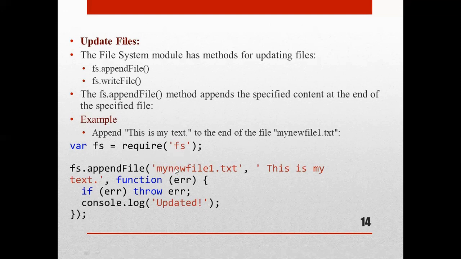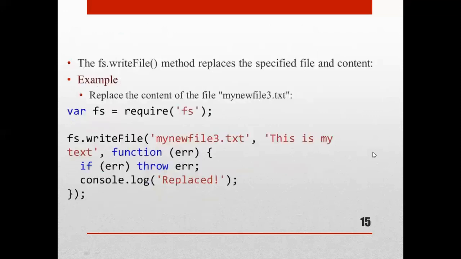Inside the bracket, give the path name or the file name, and write the content or the data to be appended here. This is my text, and then the function, that is the callback. Inside the bracket, give if error, throw that error, otherwise print that file is updated. So this is the example for updating a file. For updating a file, use methods like fs.appendFile or fs.writeFile. So similarly, see the example for writing a file using the fs.writeFile method.